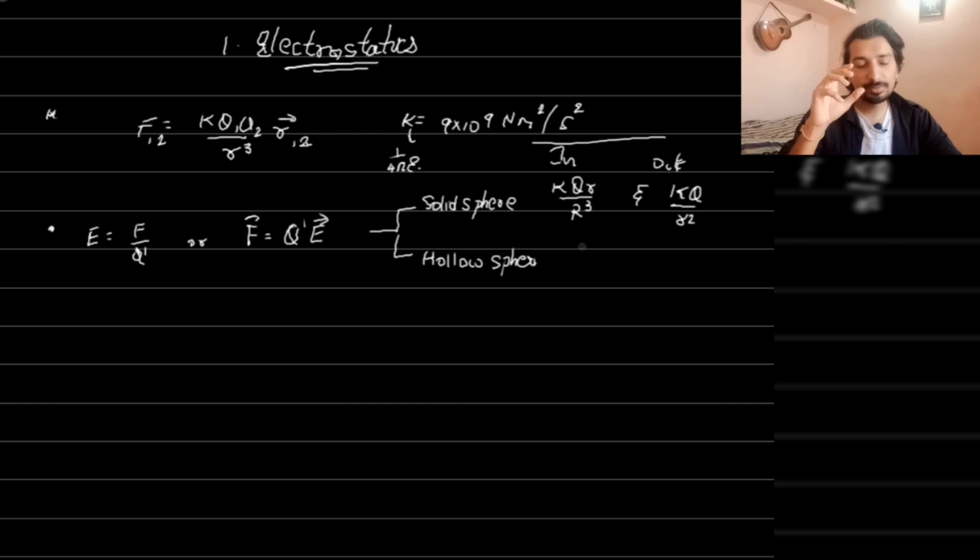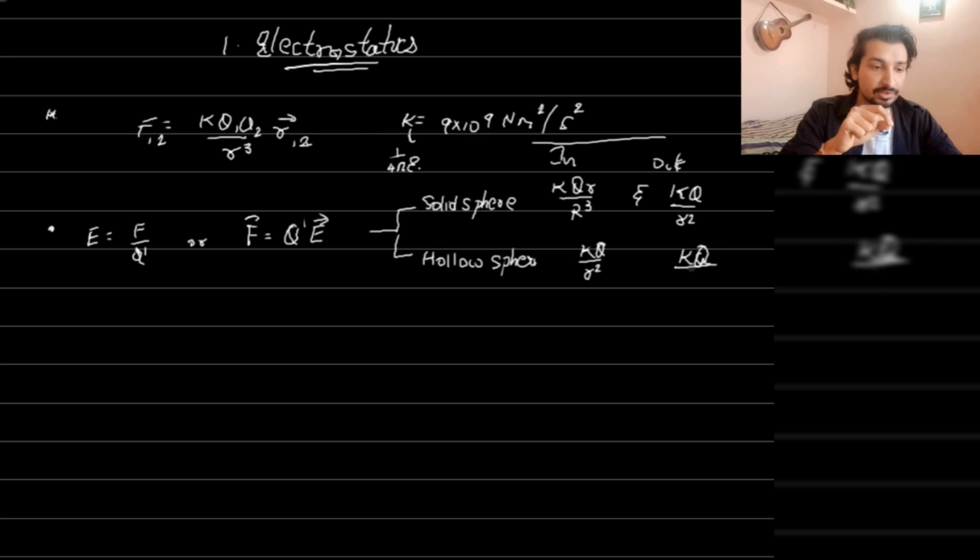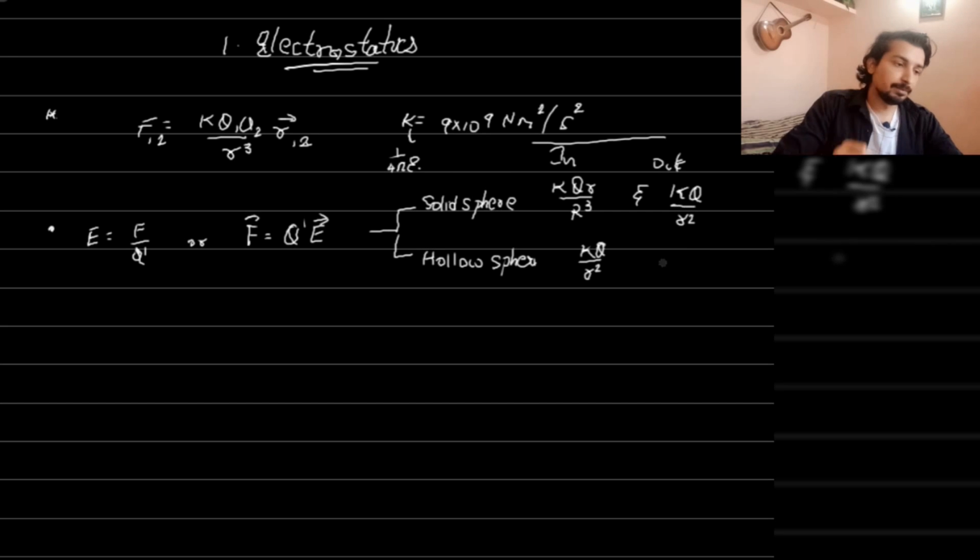Same like that, for a hollow sphere also, outside it is KQ by r square. So outside a solid and hollow sphere it is the same, KQ by r square. But inside a hollow sphere it is 0 basically. So I have written it wrong. Inside it is 0 and outside it is KQ by r square here. Okay, so inside a hollow sphere it will be 0 electric field.